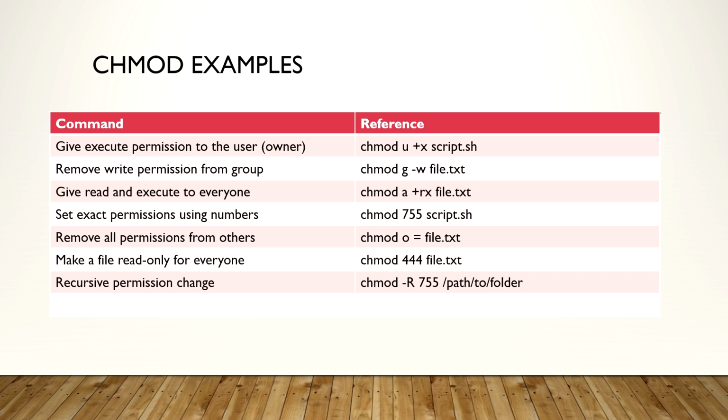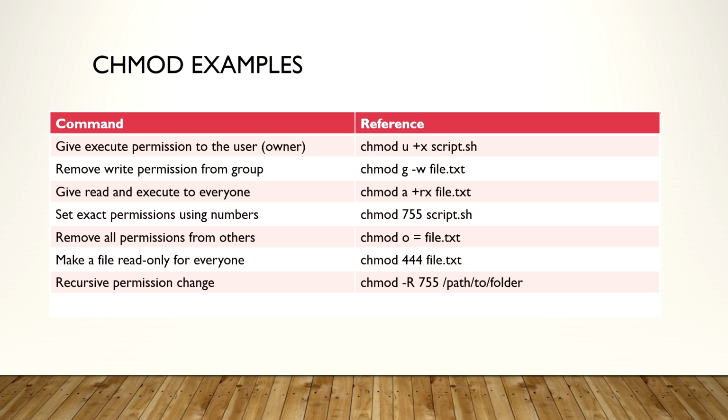Okay. Similarly, I want to give everyone read and execute permissions. So chmod a+rx file.txt, where a means everyone, r is read and x is execute, on file.txt.